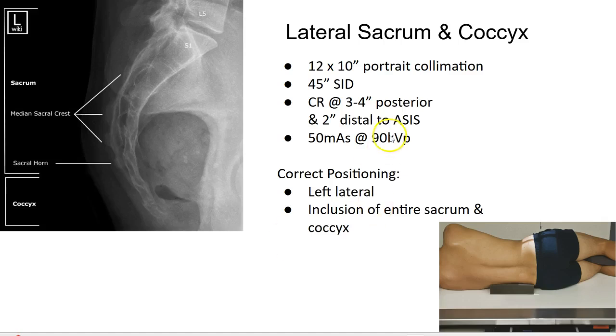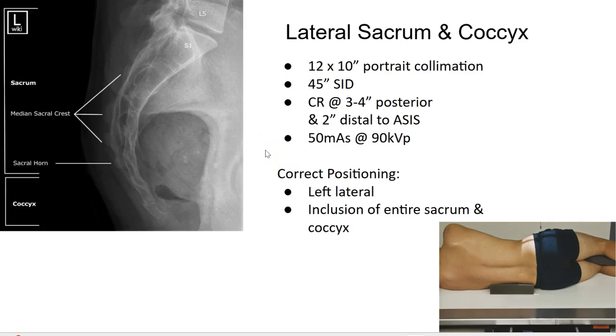Well, you are going to center 3 to 4 inches posterior and 2 inches distal to the ASIS. So let me say that again. You're going to find ASIS. You're going to center 3 to 4 inches behind ASIS and 2 inches below ASIS. And I will help you find this when we get into lab. Remember, you can also use your L5-S1 joint space as a reference too.